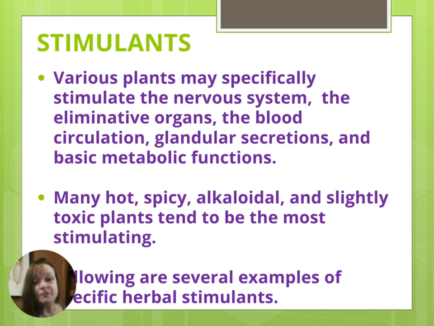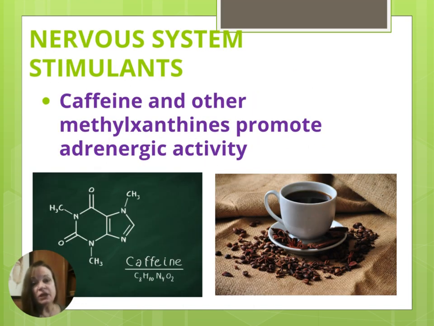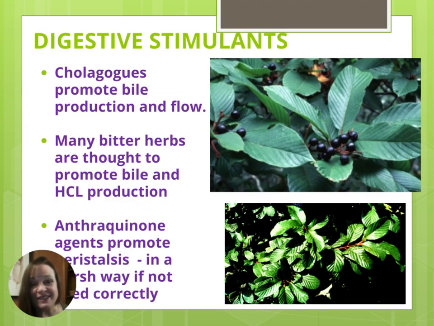So many hot, spicy alkaloidal plants are used in smaller amounts. Let's take a look at a few examples. Nervous system stimulants are obvious. Things like caffeine, which is a methylxanthine in terms of biochemistry, promotes adrenergic activity. It's a sympathetic nervous system stimulant, and everyone knows what that feels like. It can feel a bit jittery and jagged.